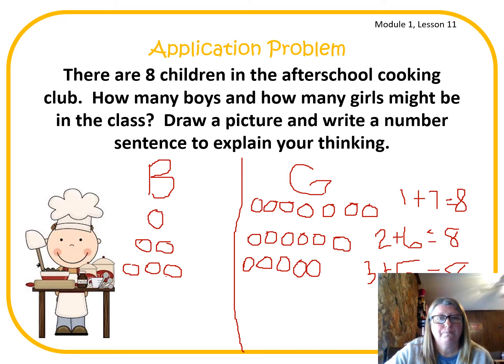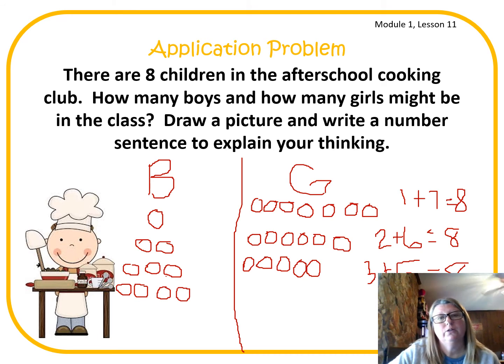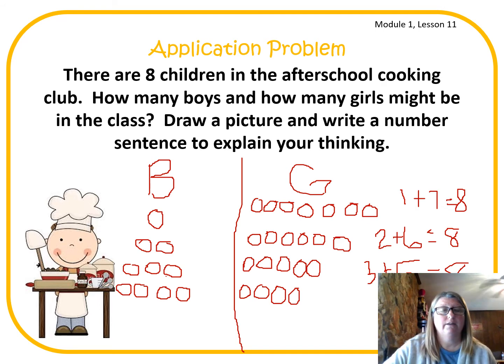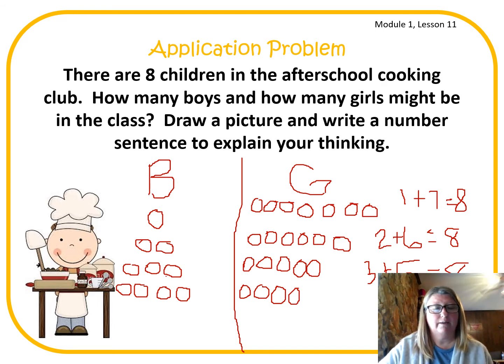All right. So let's imagine there are 4 boys in the class. Let's see how many girls there would be. So 4, 5, 6, 7, 8. So if there are 4 boys in the class, how many girls are there? There's 1, 2, 3, 4. So my number sentence would be 4 plus 4 equals 8.